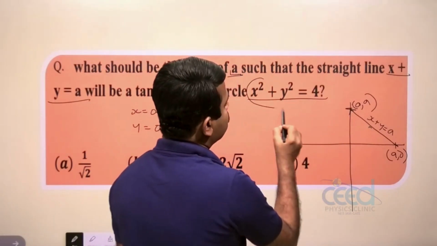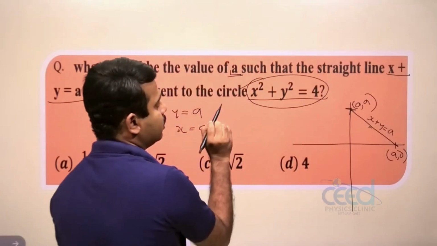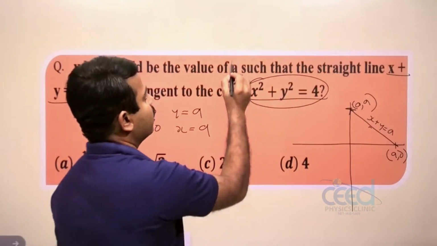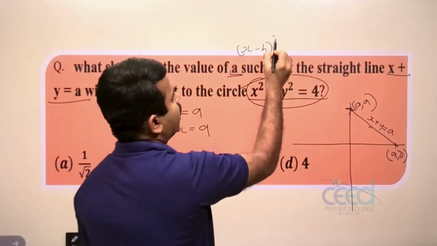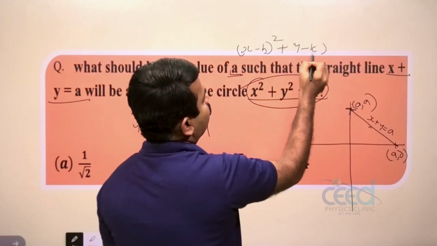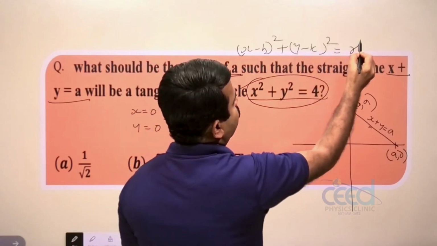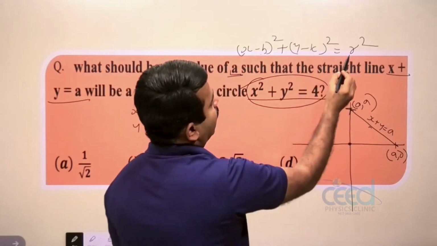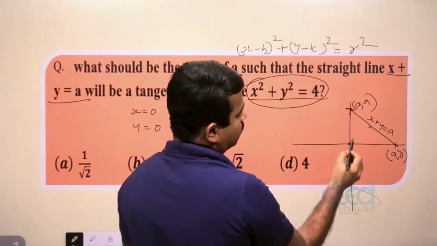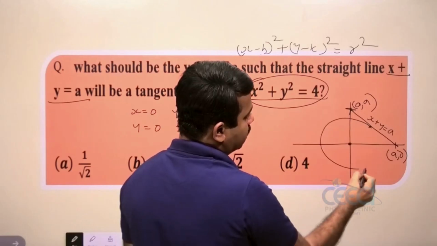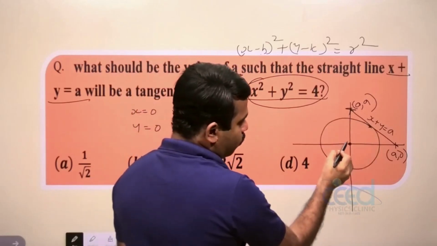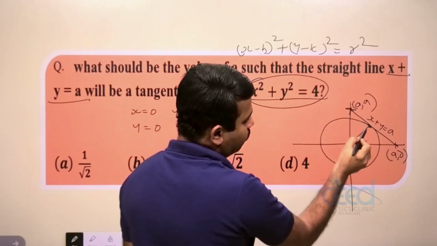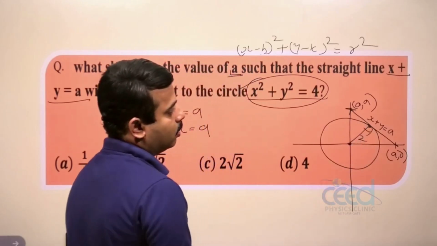X square plus y square is equal to 4 means this is a circle with center at the origin. General form of circle you know, x minus h the whole square plus y minus k the whole square is equal to r square. Then h, k is 0, 0, center is 0, 0 and radius is 2, right. So this should be a circle like this, right. So what is the radius? 2. Then tangent and this radius will be perpendicular, right.